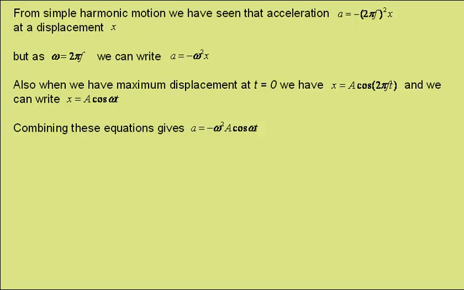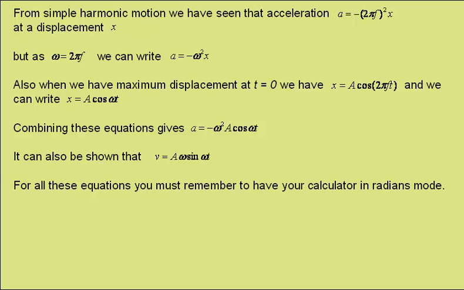Combining these equations gives the acceleration a being equal to minus omega squared amplitude A cos omega t. It can also be shown that the speed v is equal to amplitude A times angular velocity omega sine omega t. For all these equations, you must remember to have your calculator set in the radians mode.